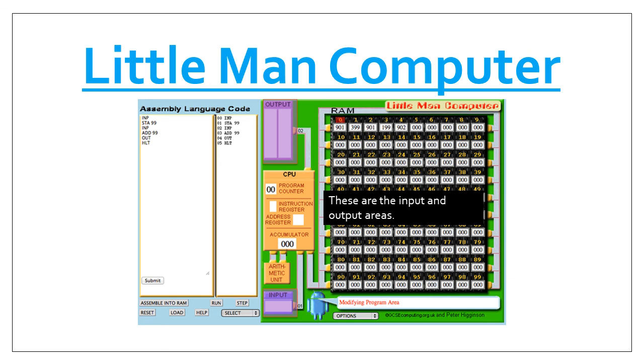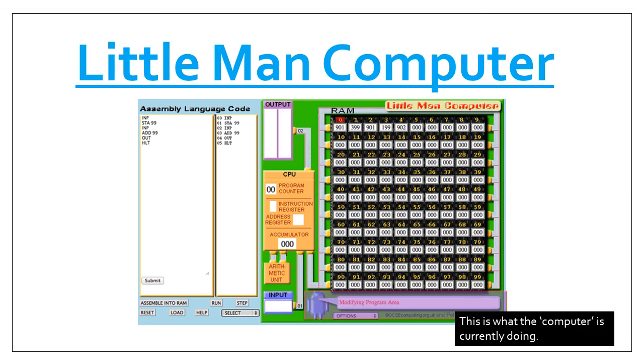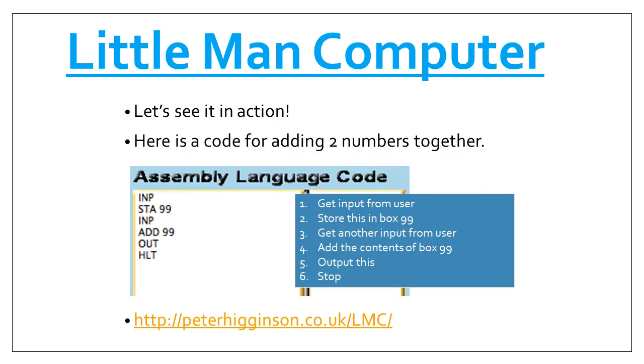Next, at the top and the bottom, we have input and output areas. And then at the bottom, an Android looking symbol. This is what the computer is actually doing. Your task today then. I suggest you rewatch the video if it doesn't make sense, which is quite likely because it took me a few goes to understand this completely.